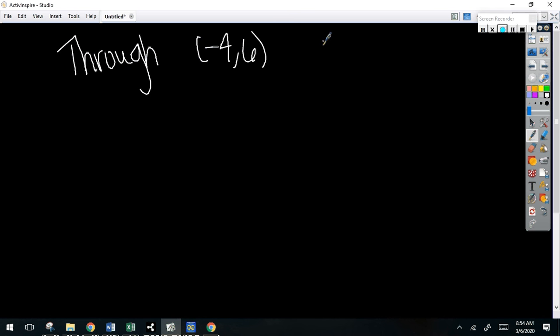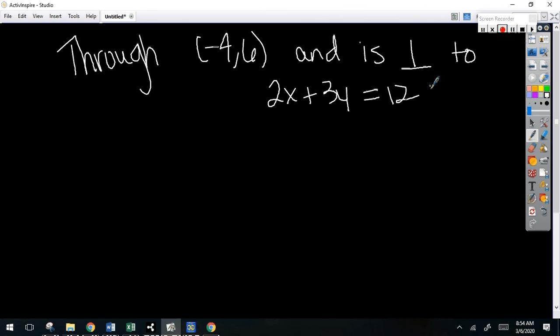Write the equation of the line that goes through the point. I'm going to make this one a little bit harder. Through the point negative 4, 6. And what do you think that symbol means? Perpendicular. It's the upside down T, perpendicular. Okay? And is perpendicular to 2x plus 3y equals 12.